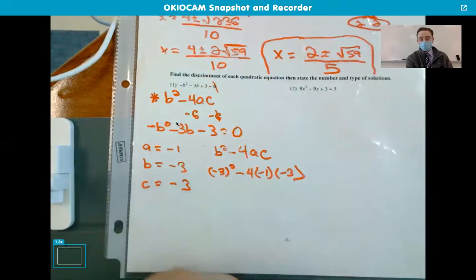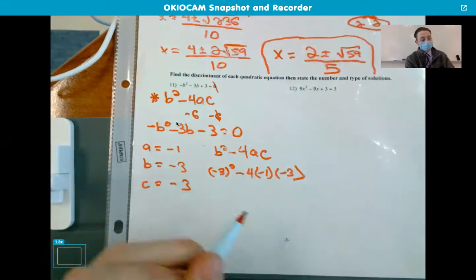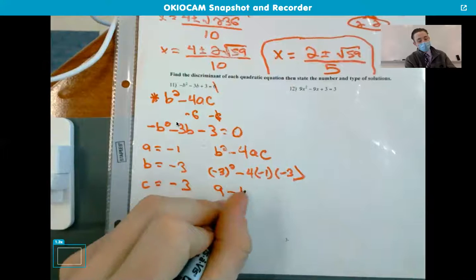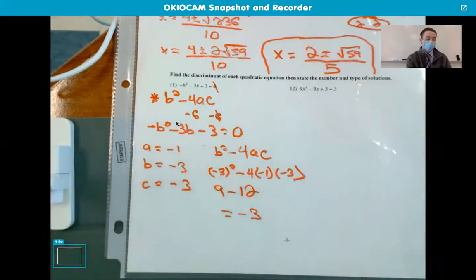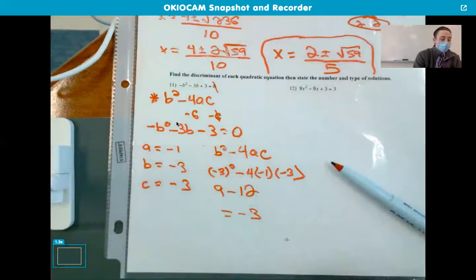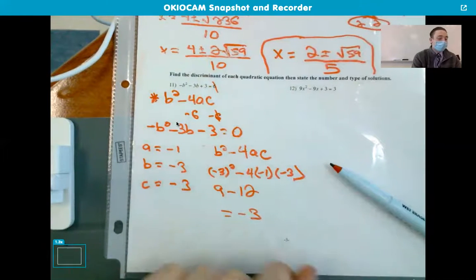How is this going to simplify? What's that going to become? 9 minus 12, which is -3. So let's take a quick pause. First off, does anybody have any questions about how we ended up with that solution for the discriminant?